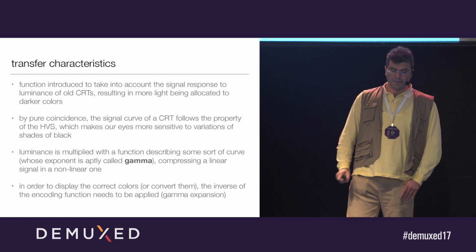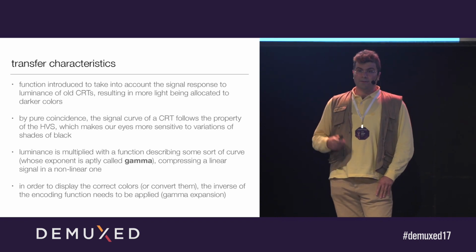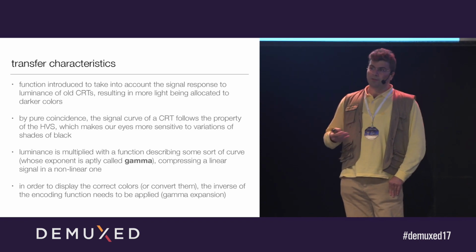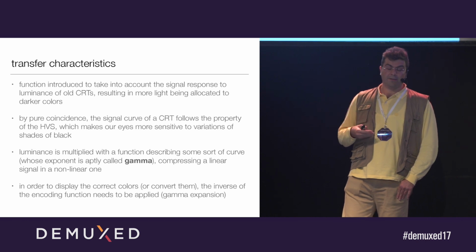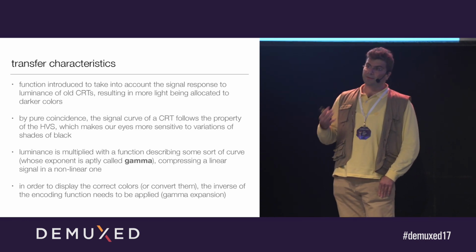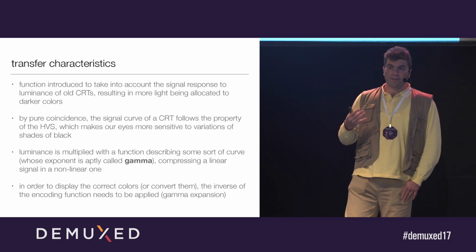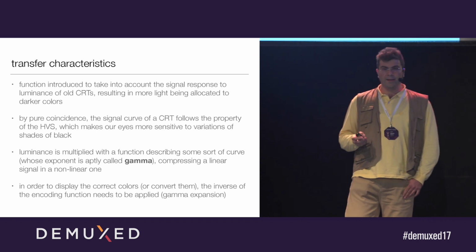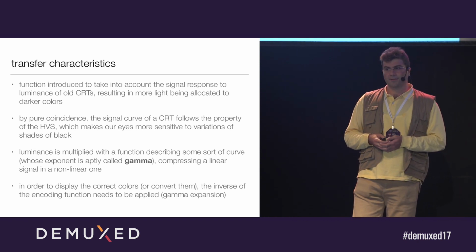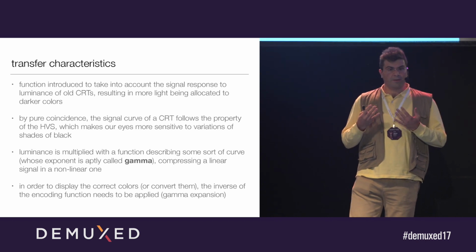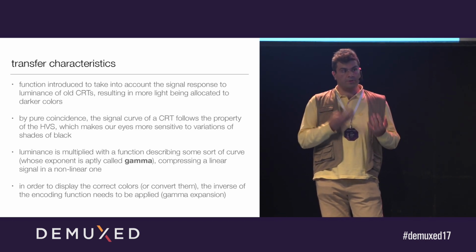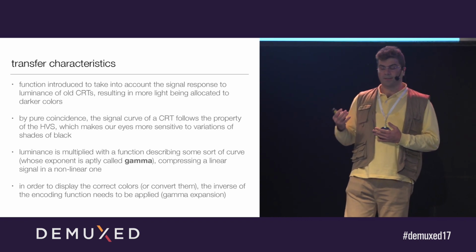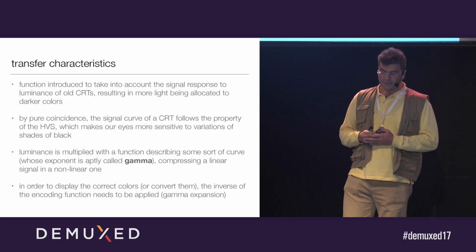Another very important property is the transfer characteristic. The transfer characteristic is used to convert between a linear and non-linear signal. This was introduced in the early era of CRT. This takes into account the device, the hardware, the physical device signal response to the input signal. And by pure coincidence, it matches how the human eye works, the human system. We are more capable of detecting differences in darker areas rather than detecting differences in lighter areas.